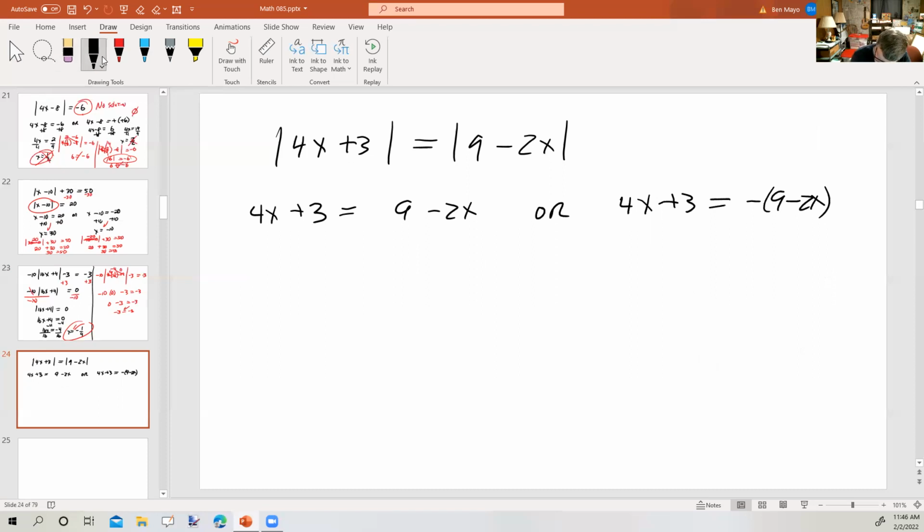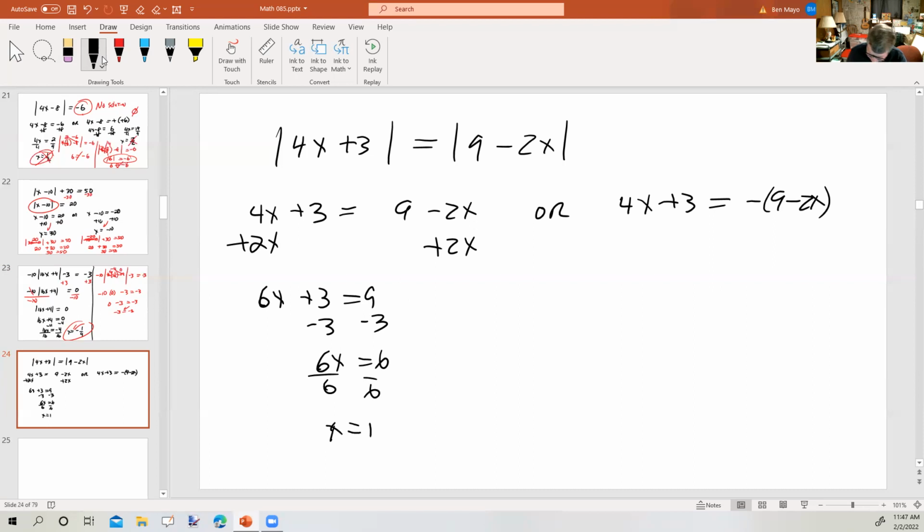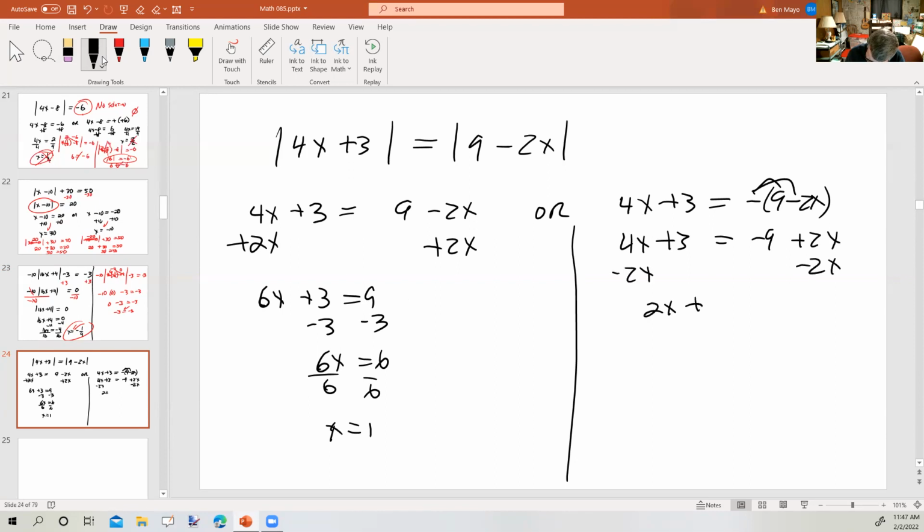Solving each equation, solving the first equation, we'll add x to both sides. 6x plus 3 equals 9, subtract 3. 6x equals 6, divide by 6, x equals 1. Taking the second equation, we'll distribute this negative sign, -9 plus 2x. Subtract 2x from both sides. 2x plus 3 equals -9. Subtract 3 from both sides. 2x equals -12. Divide by 2, x equals -6.